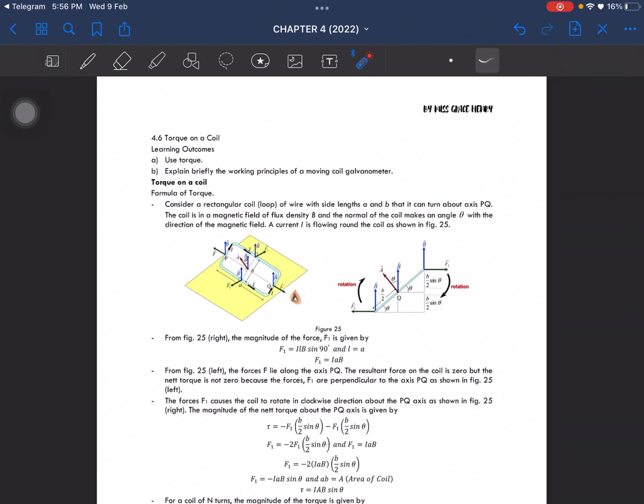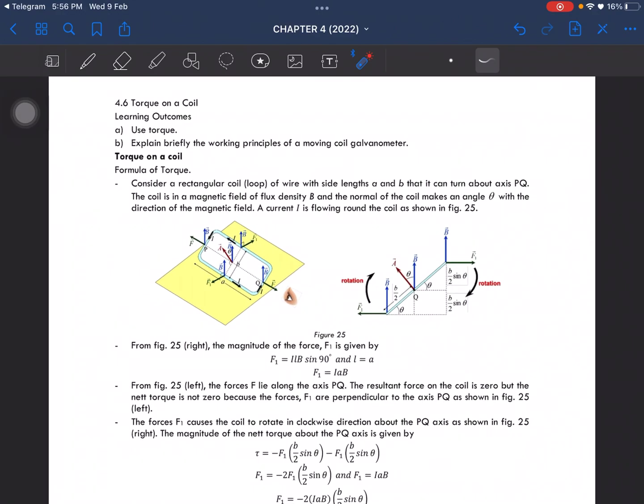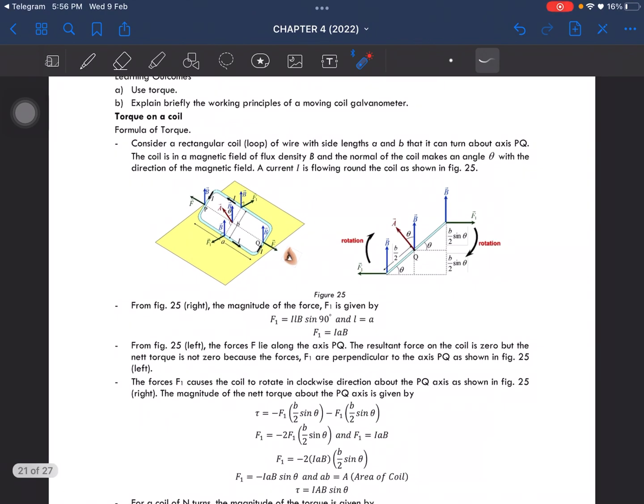Okay, so let's consider a rectangular coil, or a loop of wire, with side lengths of A and B. Okay, so they have the length of A and B. We can turn that into axis PQ. The coil is in a magnetic field and the normal to the coil makes an angle of theta with the direction of the magnetic field. Okay, so from the figure here, the magnitude of the force is given by this equation here. We get this equation after simplification.